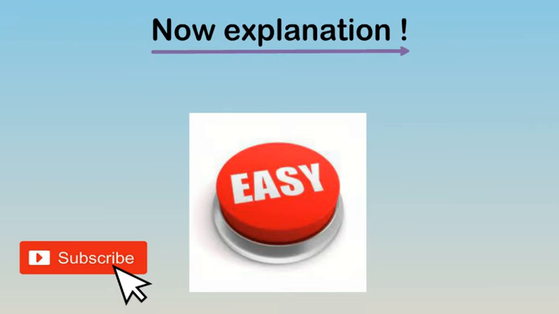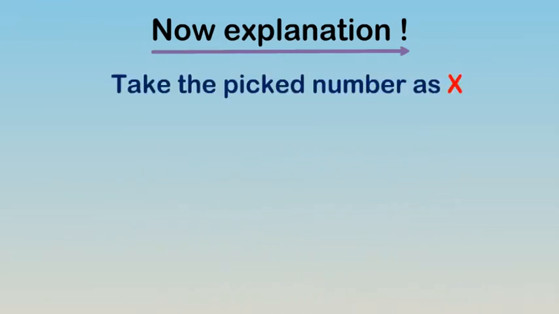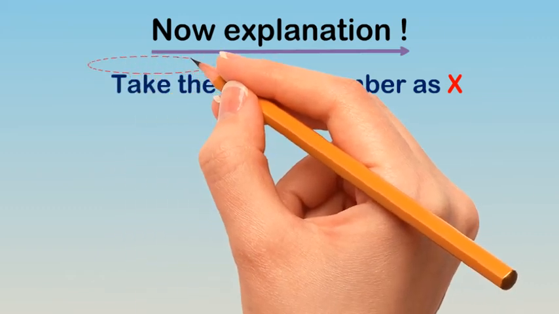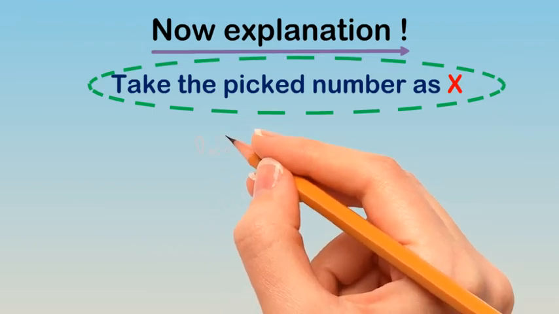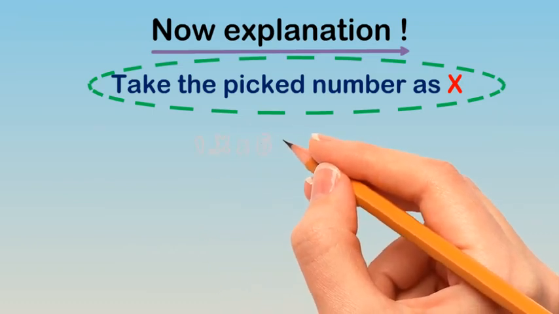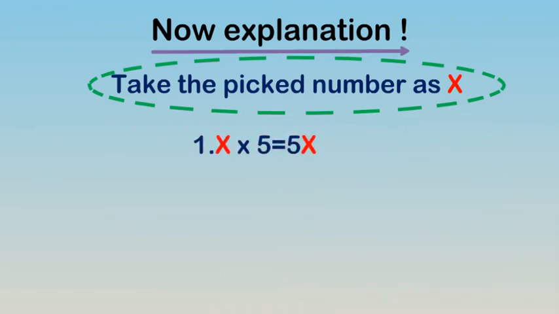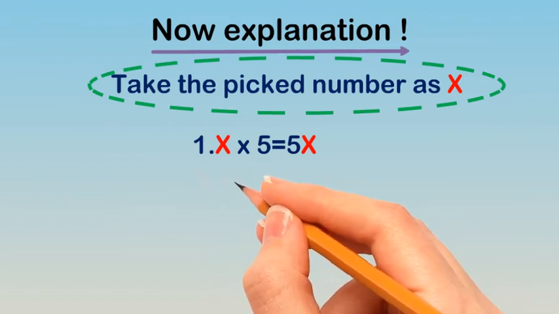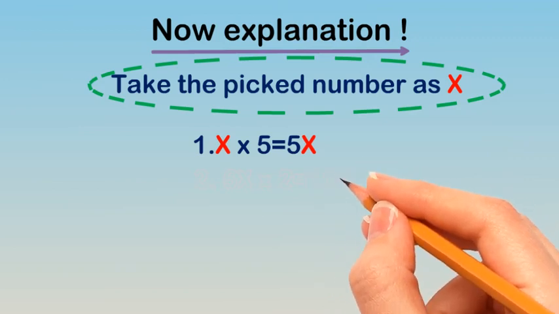Next, move on to the explanation. Let's take the picked number as x. Then repeat the operations again. First, multiply x by 5. Now it's 5 times x. Second step, multiply 5 times x by 2. Now it's 10 times x.